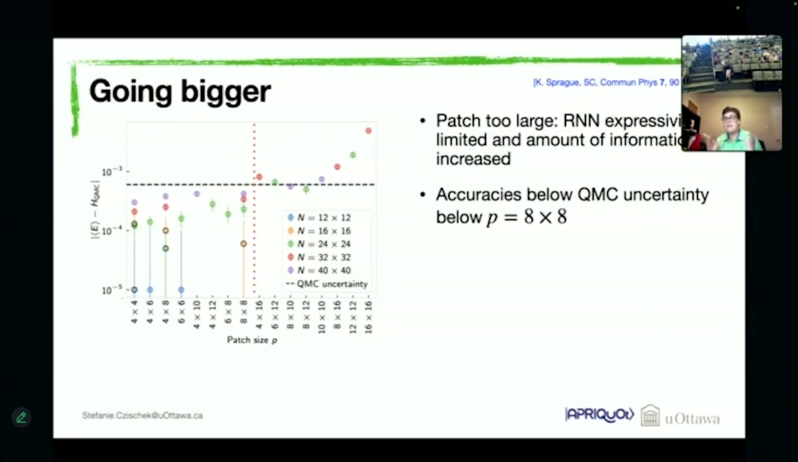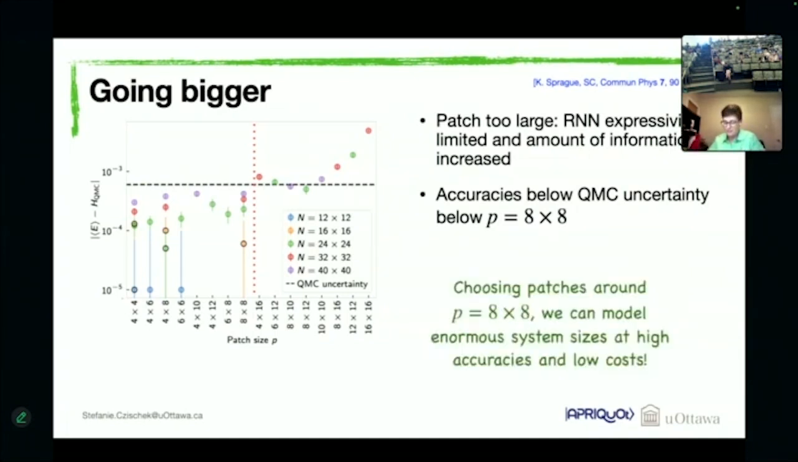And these are system sizes that are beyond everything you can find currently in the literature. And the computational runtime was totally reasonable. Okay. So what we concluded from this is that by choosing patch sizes around 8x8 atoms, we can model enormous system sizes at very high accuracy. So we really find the ground state with very high accuracies, and our computational costs are still pretty low.